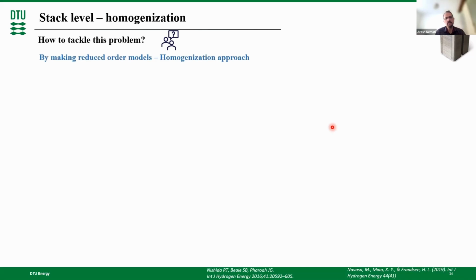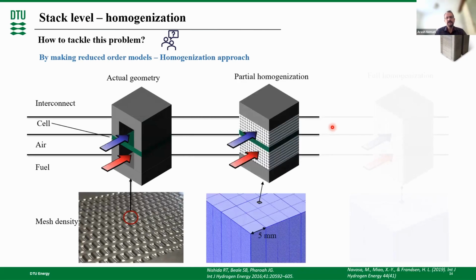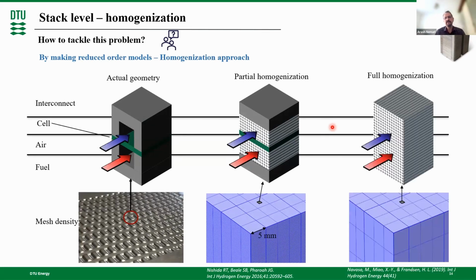So we developed a homogenization approach at DTU. As you can see here, this interconnect and other parts have very detailed geometry. If we want to have computational meshes in all of them, it will be very time consuming. There was some partial homogenization idea in the literature to homogenize the gas part and then have the detailed part for the interconnect and the cell. And we take one step beyond that and we use the homogenization method for all of the stack, for all of the layers that we have. And with this method, we can reduce the computational mesh and time considerably.